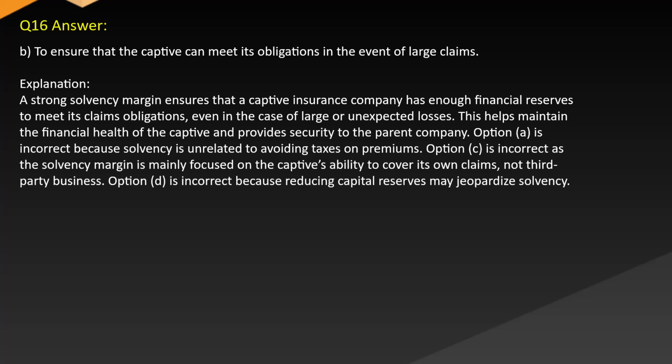Option A is incorrect because solvency is unrelated to avoiding taxes on premiums. Option C is incorrect as the solvency margin is mainly focused on the captive's ability to cover its own claims, not third-party business. Option D is incorrect because reducing capital reserves may jeopardize solvency.